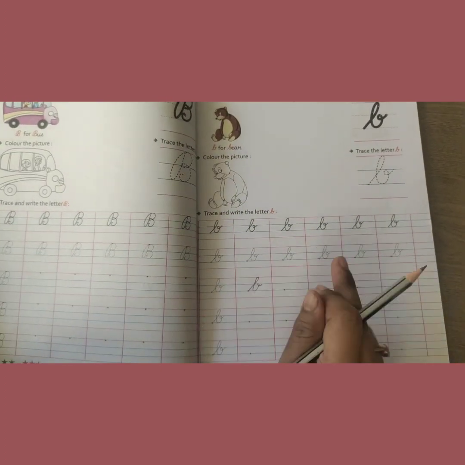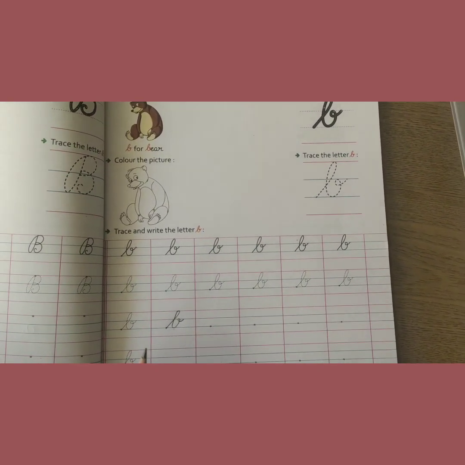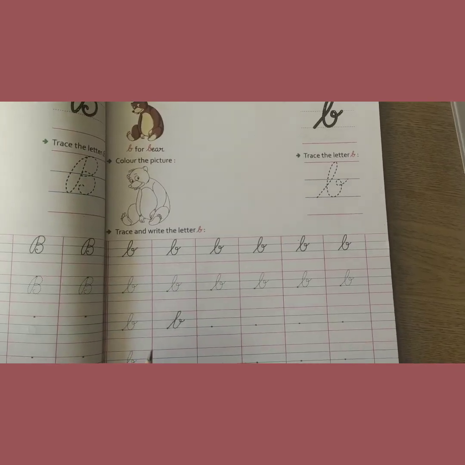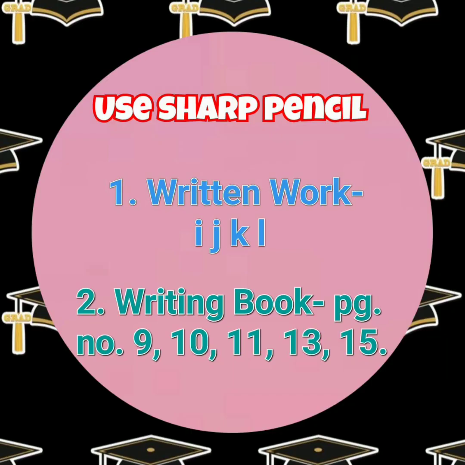So children, this is your homework. All of you do this work very neatly and you will do one page in one day. All of you use a sharp pencil to complete your work. First, all of you write I, J, K and L in your English writing copy. And the second work is, all of you do page number 9, 10, 11, 13 and 15. So all of you do it very nicely. Thank you.